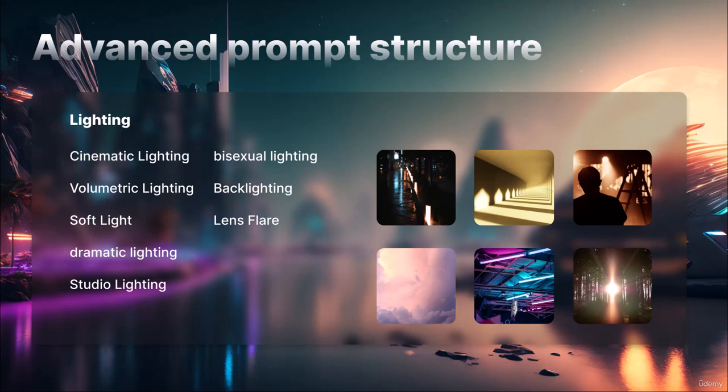Soft light is often used in portrait photography to create a more relaxed and natural feel to the image. It can also be used to create a more romantic or dreamy look. And bisexual lighting is often used heavily in cyberpunk-style scenes.